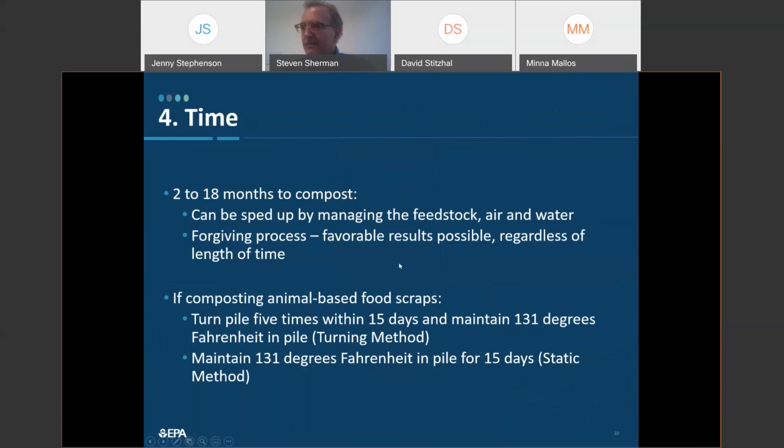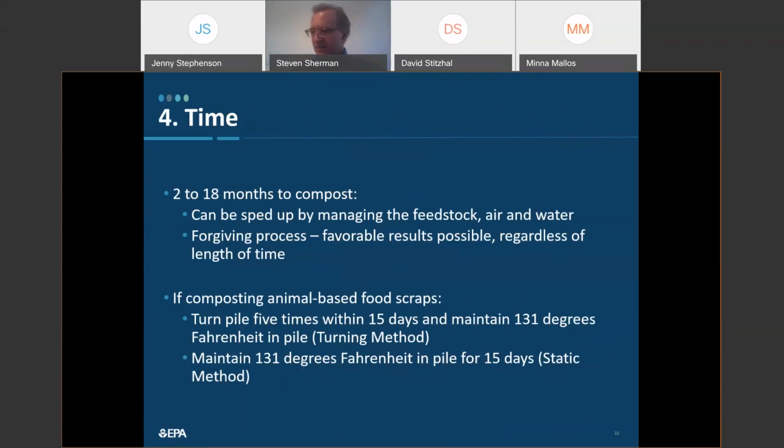And time. This is our last element or ingredient. Composting can be done very quickly. It can be done in as little as 2 months, and it can take up to 18 months. And that's all fine. You can speed it up by managing the feedstock, air, and water more closely and carefully.